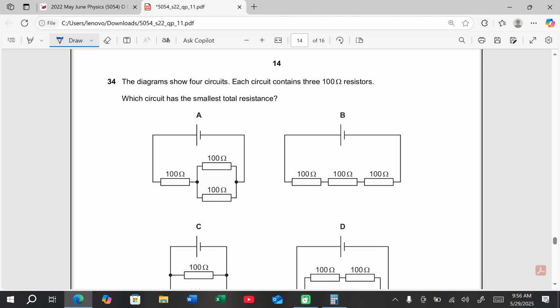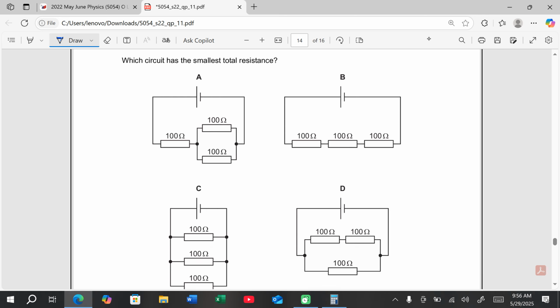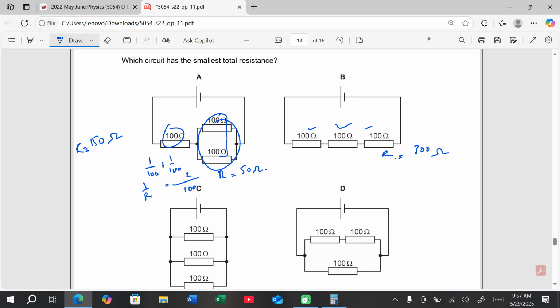The diagram shows four circuits. Each circuit contains three resistors of 100 ohm. Which circuit has the smallest total resistance? So we calculate this resistance. For these two parallel ones, it is 1 over 100 plus 1 over 100, so that is 100 over 2, and then I take the reciprocal because it is 1 over R. So R is 50 ohms, and then this becomes 50 and this is 100, so they are in series now. So it is going to be 150 ohms of resistance for A. This one is all series, so that's going to be adding all three resistances, so that is 300.